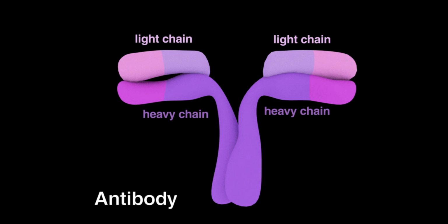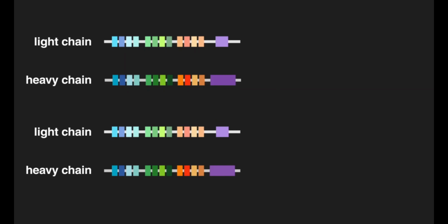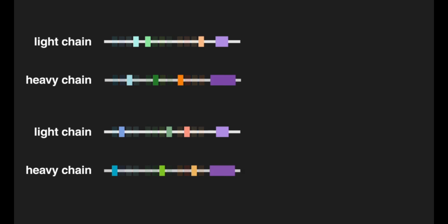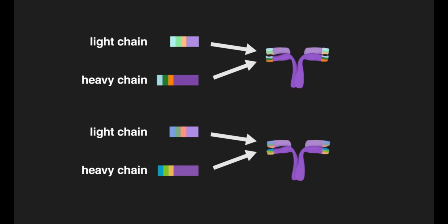The other regions of the polypeptide chains vary very little in sequence among different antibodies from the same species and are called constant regions. The constant regions are responsible for interacting with effector proteins that mediate the immune response. Antibodies are produced by B cells through a process of recombination, where the genes that code for portions of the antibody protein are recombined or shuffled to create many different variations of the final protein.